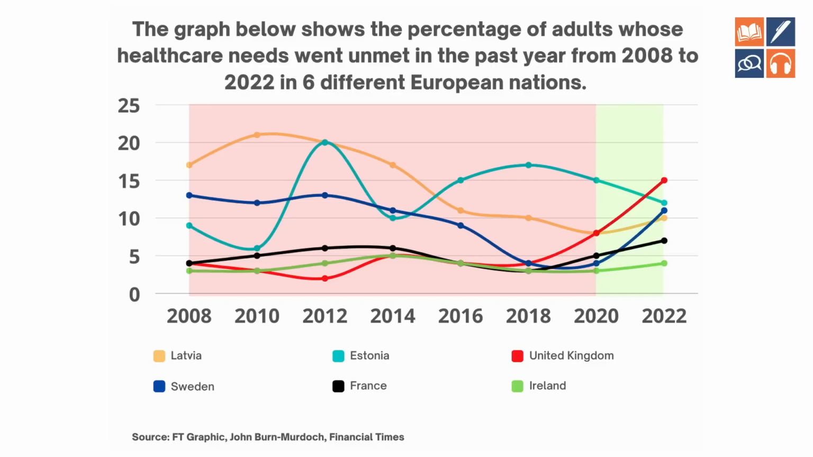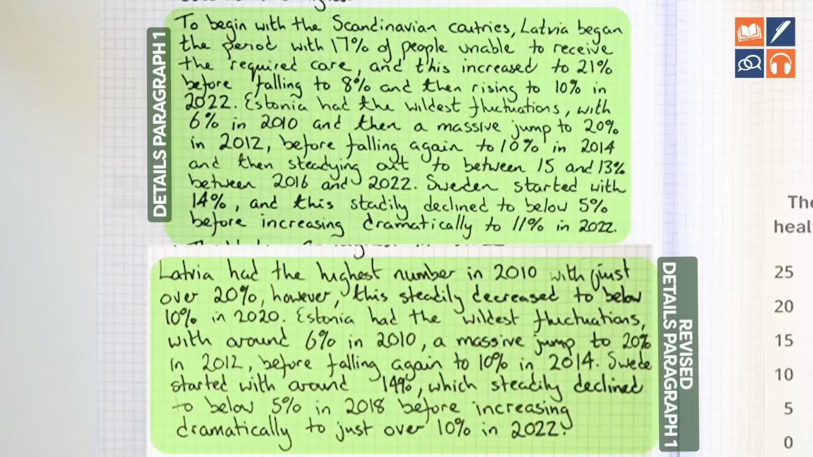But in 2020, it really increased. It was a dramatic increase. So instead of writing about here, then here, then here, then here, then here, then here, what we're going to do is write about here and then here, if that makes sense. So we didn't change much from the Band 6 student. Just made the data a little bit more accurate by using approximations rather than exact numbers.